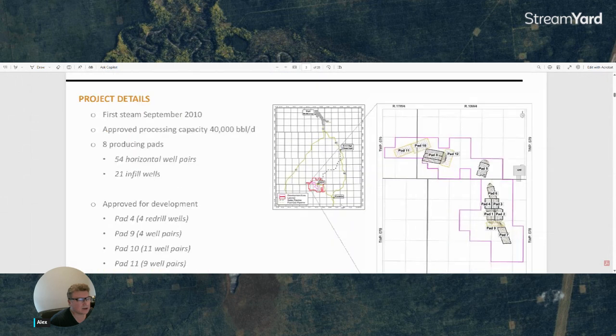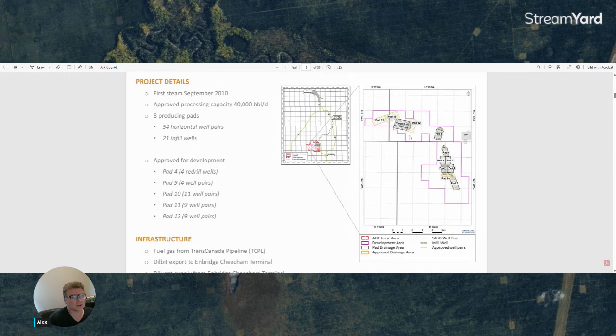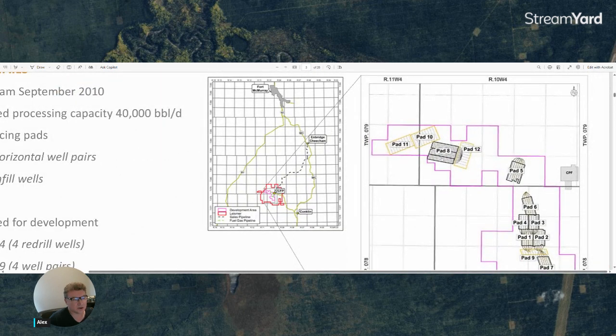And what you see is happening here basically is that they have the lease area, which is the pink stuff. So the pink stuff is the lease area. The development area is the pink, and the red region is the lease area. Pad drainage area is in black, so it's everything that's currently produces. And the approved drainage area is those kind of blocks. So this is like future development. Like you can see pad 8 here, central pad 8 was already developed, but pad 12 will be developed and pad 10 will be developed.